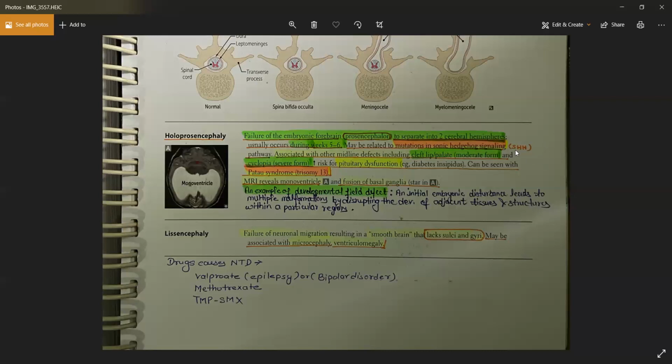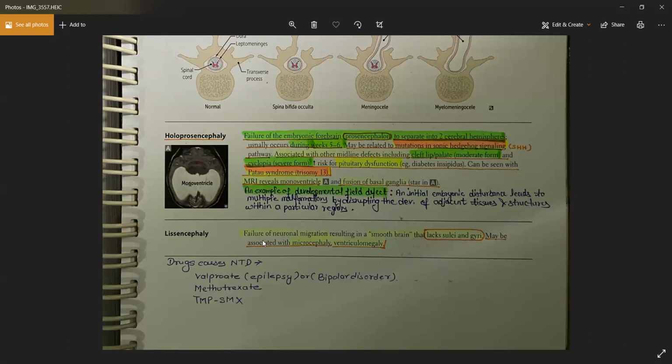Any doubt on the holoprosencephaly? No, thank you. Then you have the lissencephaly. In a normal brain you have sulci and gyri, but in case of lissencephaly these sulci and gyri are absent, and you will get a very smooth brain without any sulci and gyri.